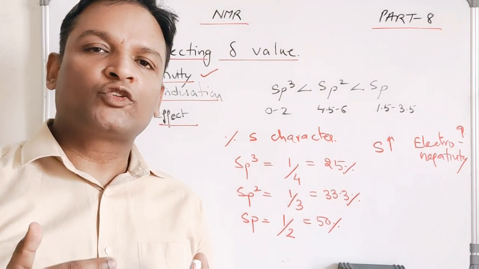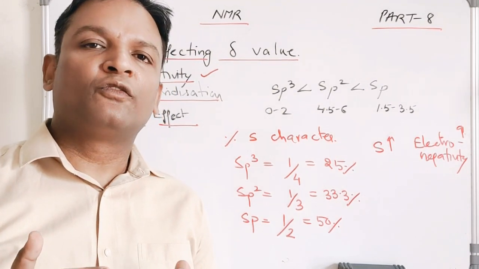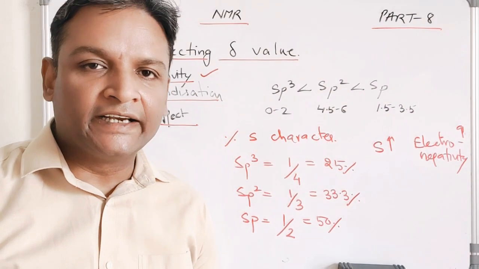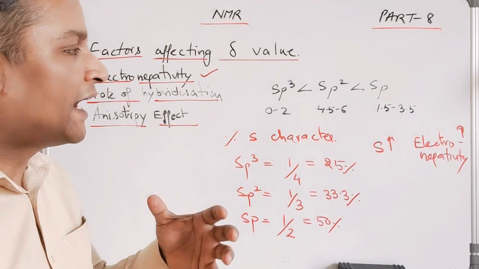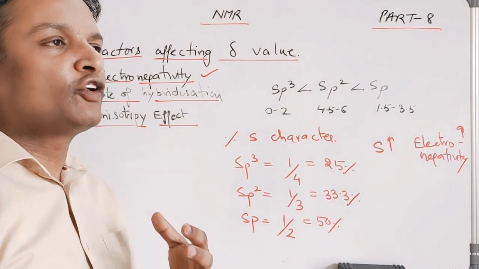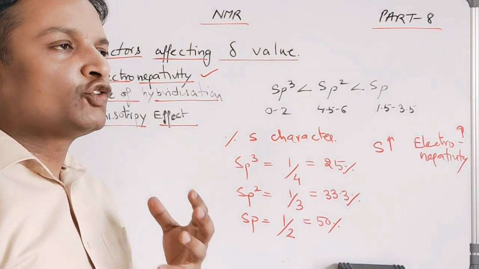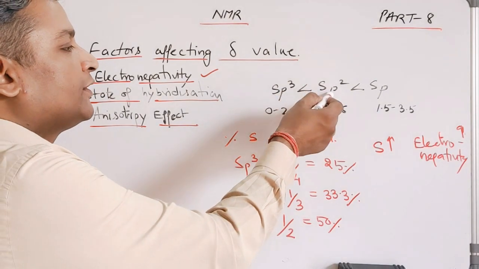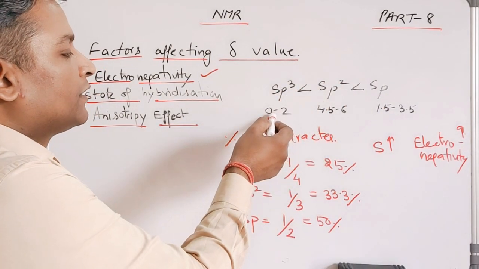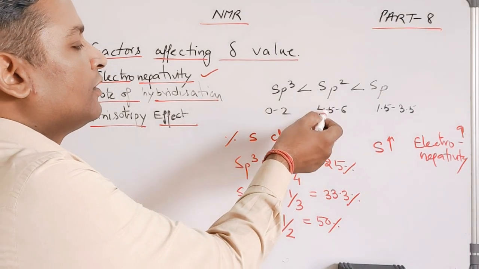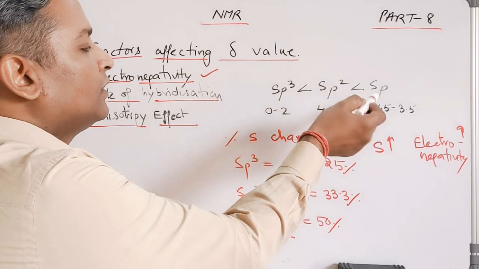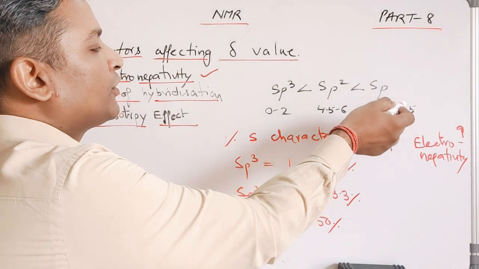So the proton attached with this carbon should be one which is very de-shielded. So higher is the s character, higher is the de-shielding. So in that case, we should expect the order of the delta value should be sp3, sp2 and sp. But we are observing 0 to 2 for sp3, 4.5 to 6 for sp2 and 1.5 to 3.5 for sp.